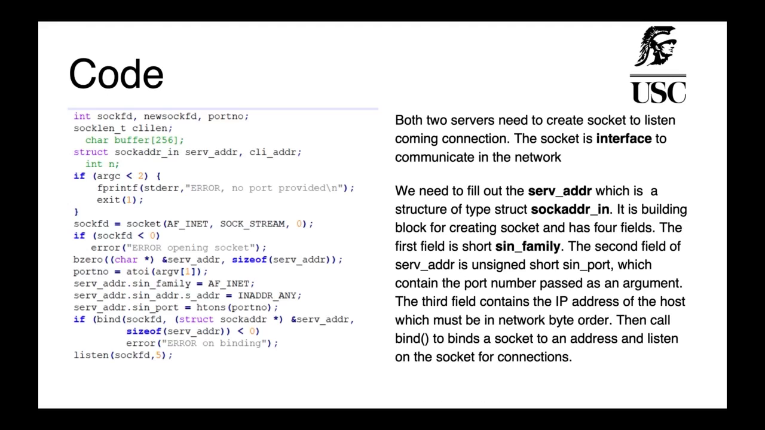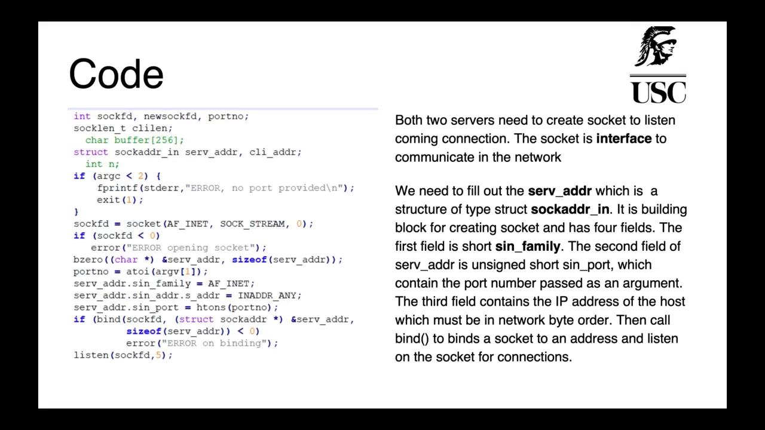And then I will explain some of our code, the important code parts. The first part is that both servers need to create sockets to listen for incoming connections. The socket is an interface to communicate in the network. The socket system call creates a new socket, and it takes three arguments.